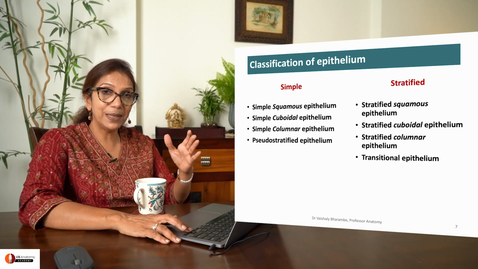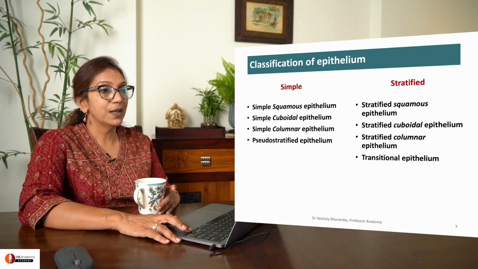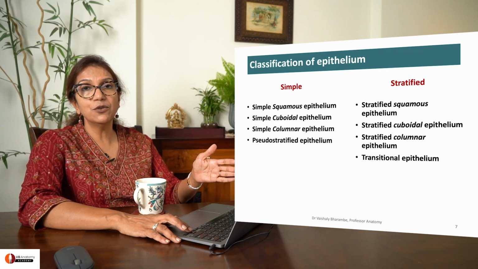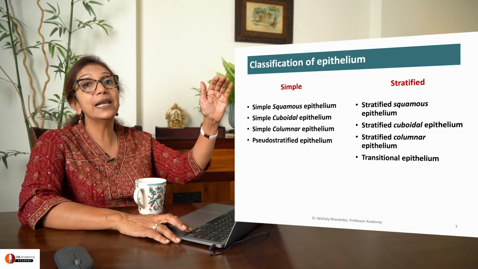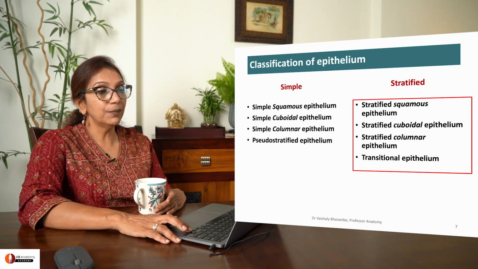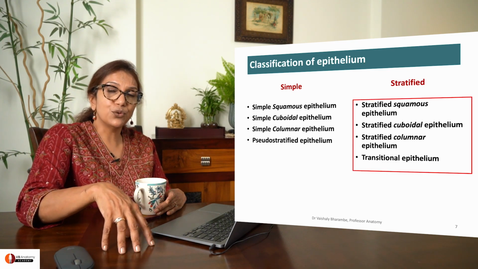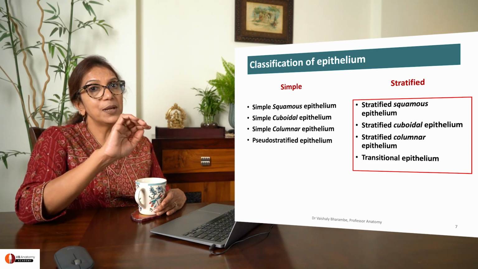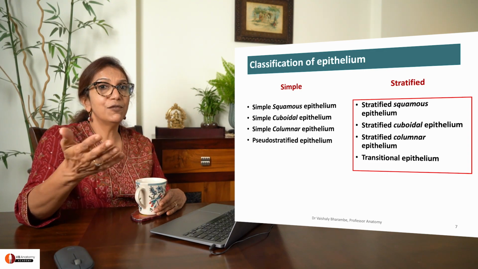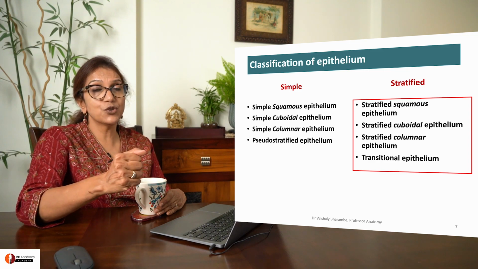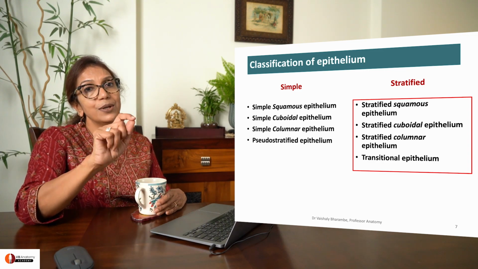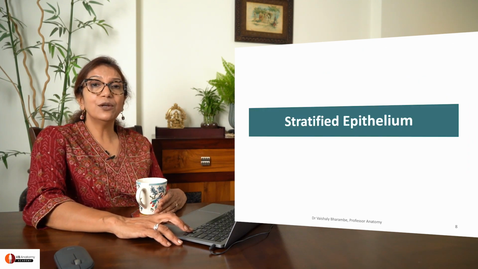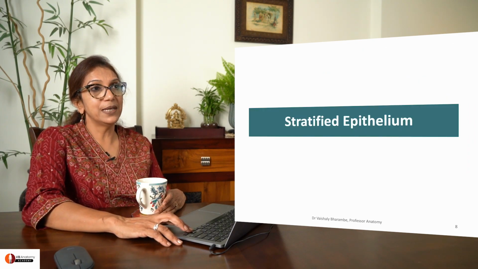These are simple epithelia, single layered. And you have stratified squamous, stratified cuboidal, columnar, transitional. These are multi-layered epithelia, which is what we are discussing today. Simple epithelium has been discussed in epithelium lecture part 1, the link for which is given in your description section. I insist that you go and see that lecture as well. Right. So let's begin to discuss stratified epithelium.